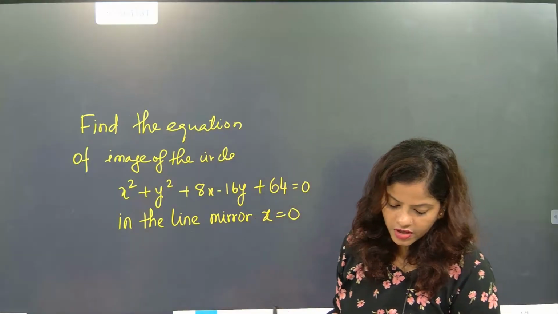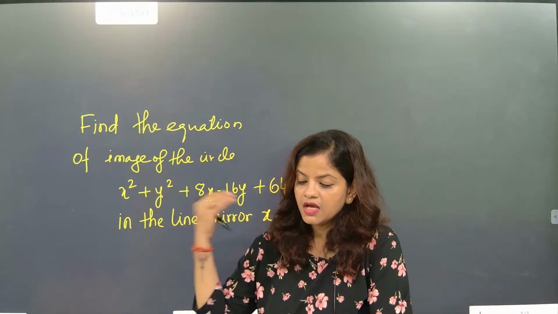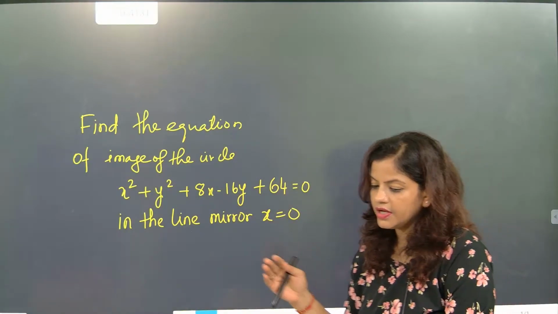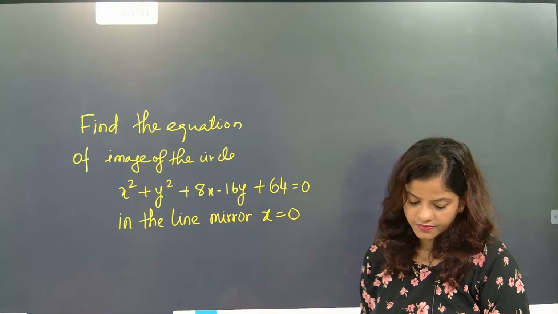So now how are we going to solve this question? Because image related questions mean 100% x is equal to 0. Now check this one out.